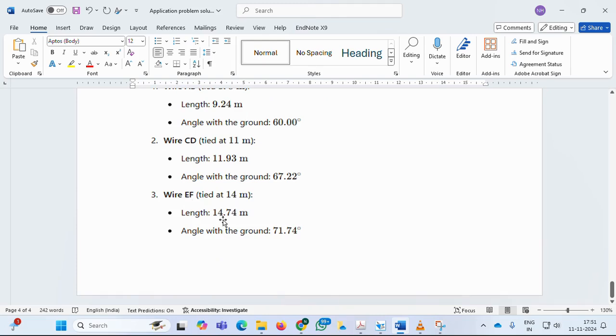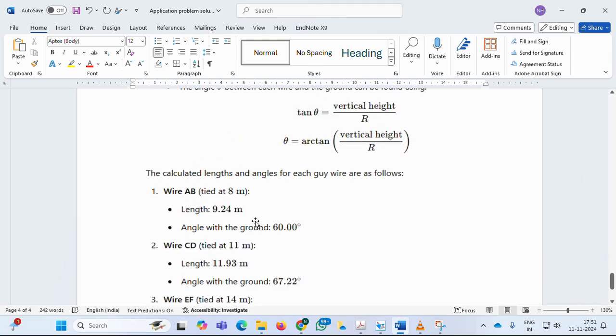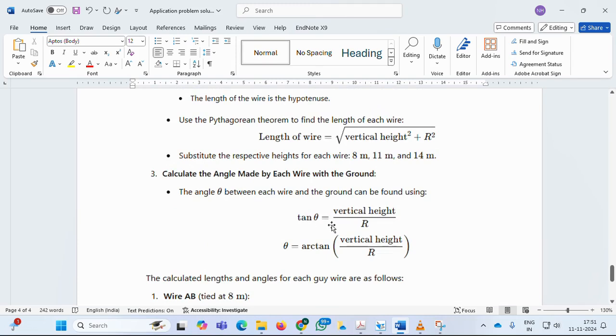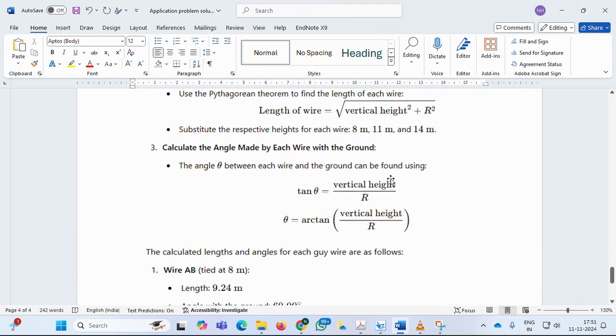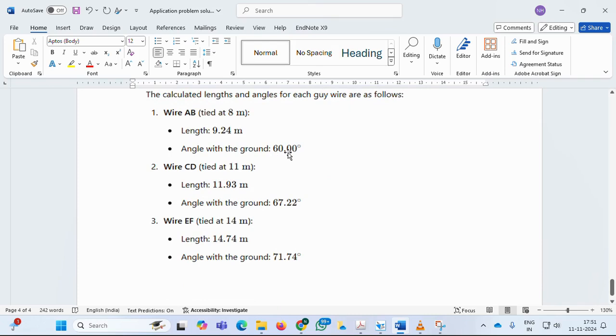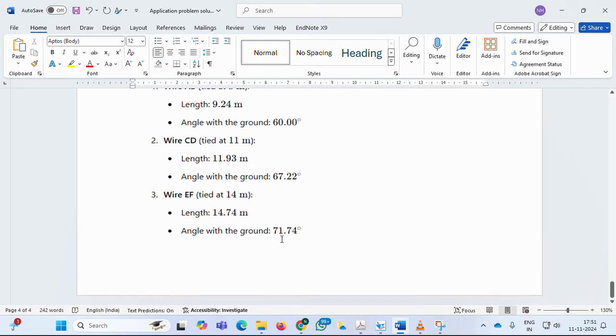Next, wire EF 14.74. Next, to find the angle, that is tan theta is equal to vertical height divided by R. So vertical height is 8, 11, 14 divided by R. So we will get theta. So theta 60 degree, 67 degree and 71 degree.